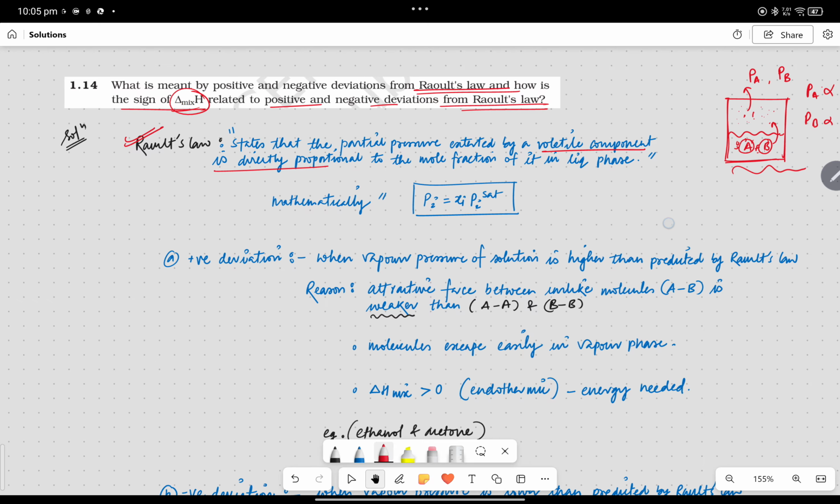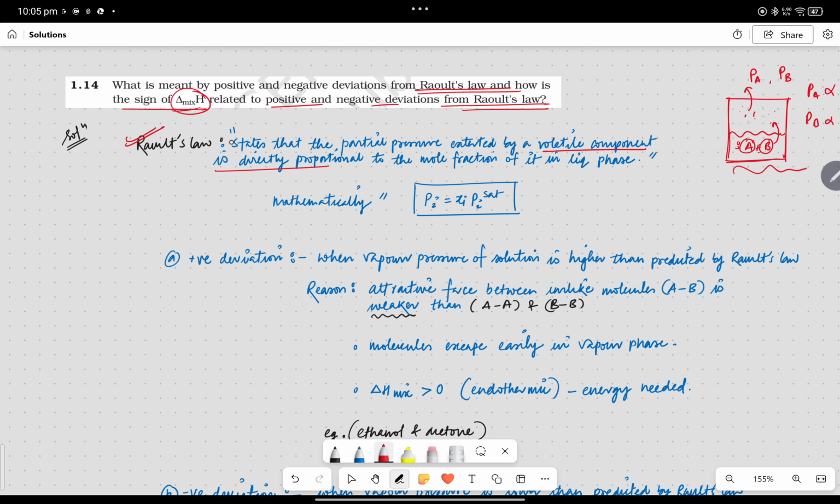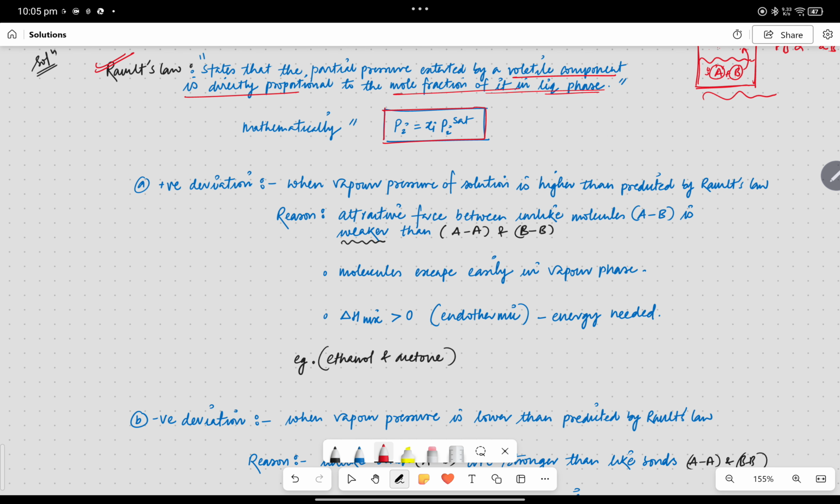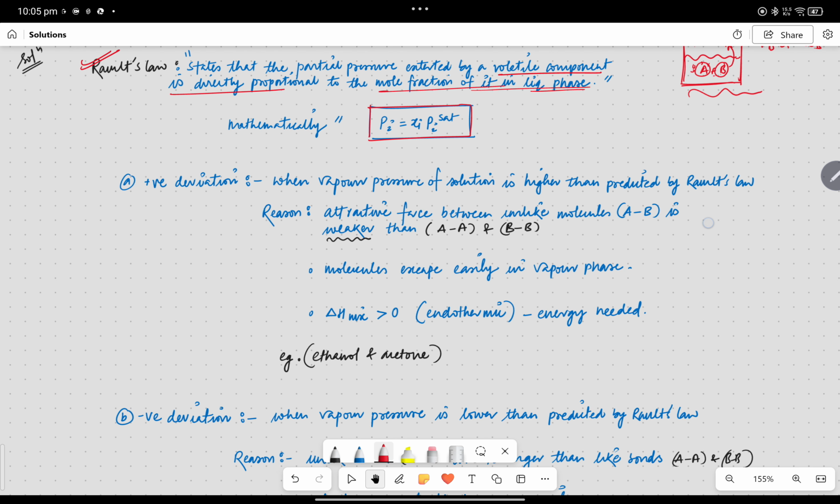Okay, now let's read this statement again: the partial pressure exerted by a volatile component is directly proportional to its mole fraction in the liquid phase. Mathematically it is denoted as pi is equal to xi pi sat. And what is positive deviation and negative deviation? So first, read the positive deviation. When the vapor pressure of a solution is higher than predicted by Raoult's law, it is called positive deviation.